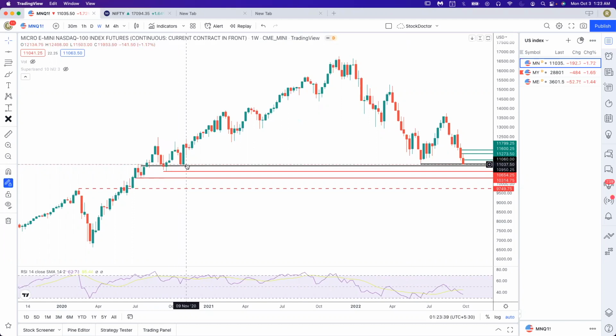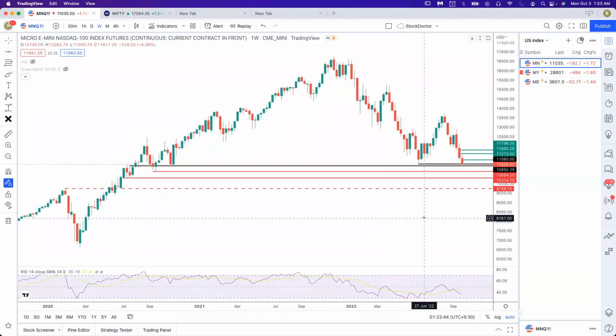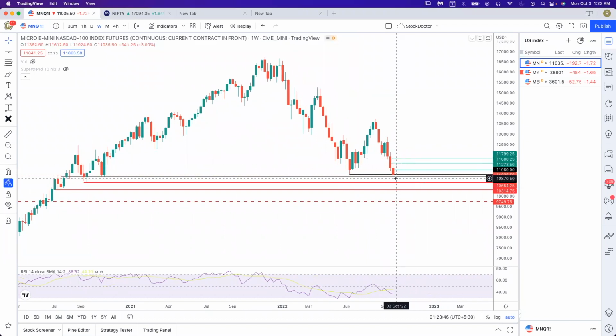We are closed above those weekly lows. So there is still a possibility that we can see one upside, but on Monday, if it starts trading below and sustaining below the level which I mentioned, 10,950, then lower targets will be there.